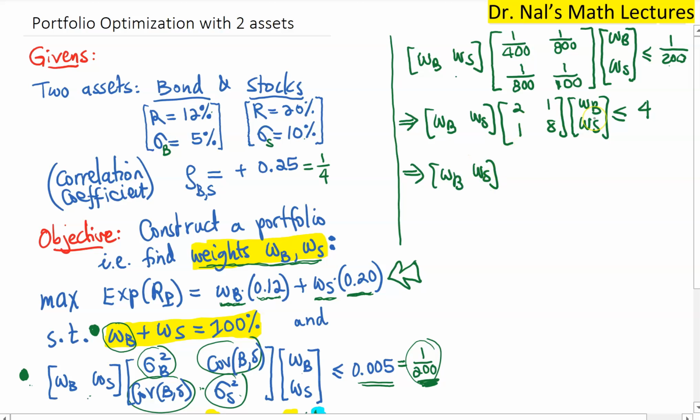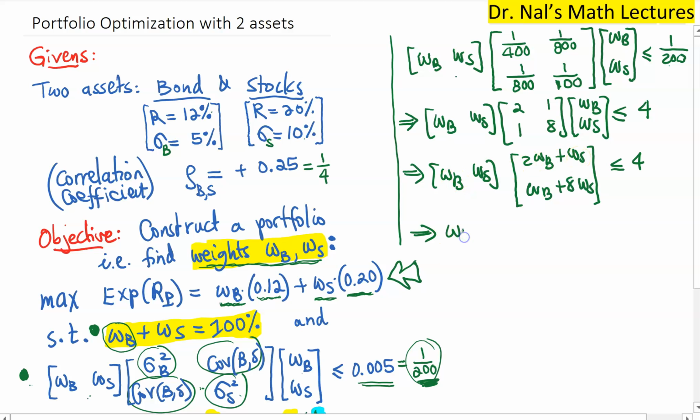And a 2 by 2 times a 2 by 1 matrix will end up being a 2 by 1 matrix. So 2WB plus WS, and then WB plus 8WS. That's it. That's still less than or equal to 4. Now let's multiply that 1 by 2 with that 2 by 1. The entry will end up a 1 by 1, just a number, so I can remove that matrix notation. So we have WB times 2WB plus WS.